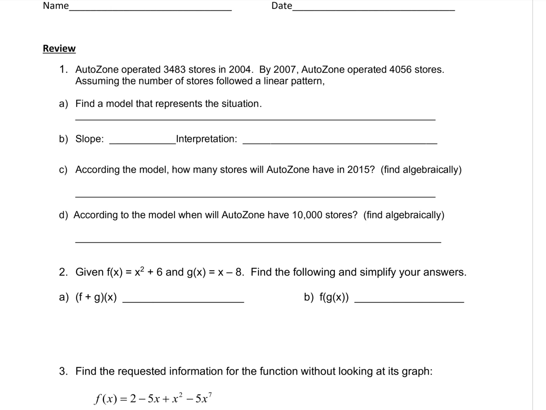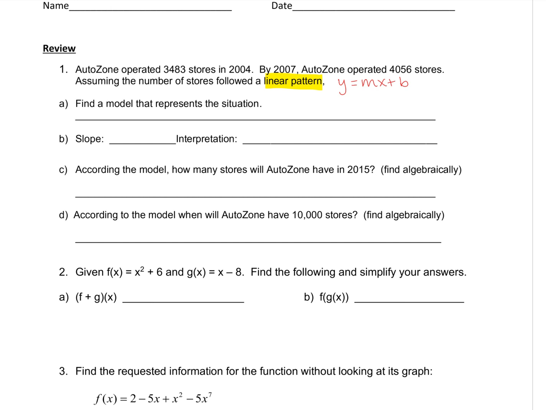All right, so for our review, question 1, we have AutoZone operated 3,483 stores in 2004. By 2007, AutoZone operated 4,056 stores. We're going to assume the number of stores followed a linear pattern, right? Which tells us that we're looking for a linear equation, which means our equation needs to be in y equals mx plus b form.